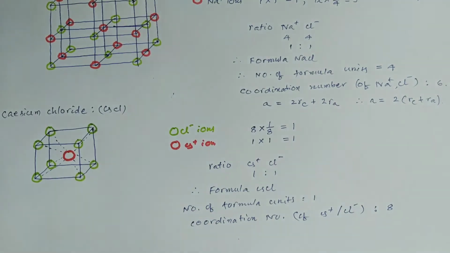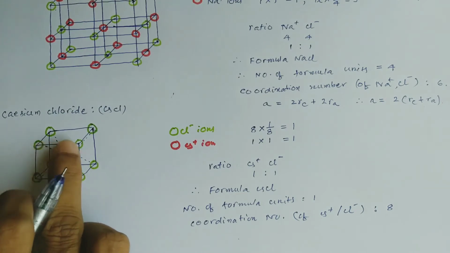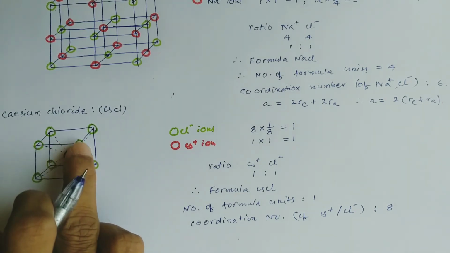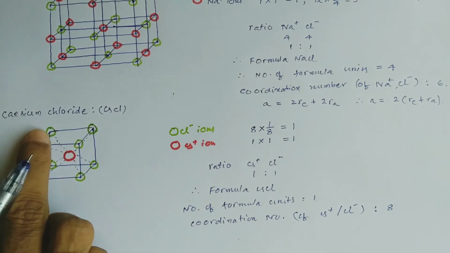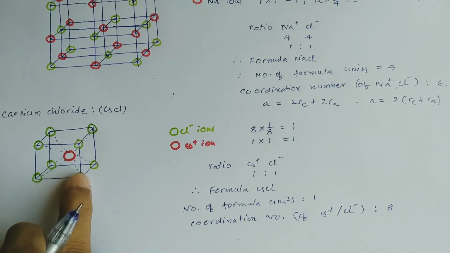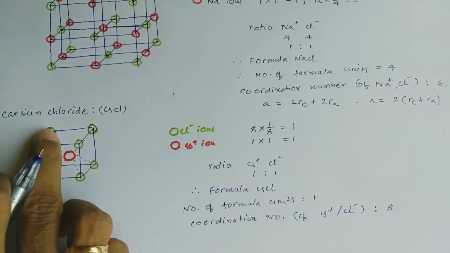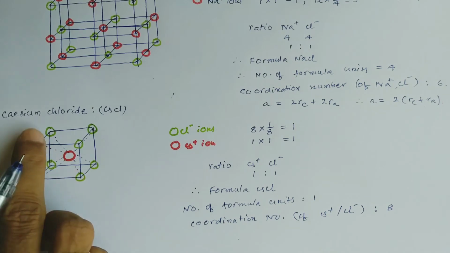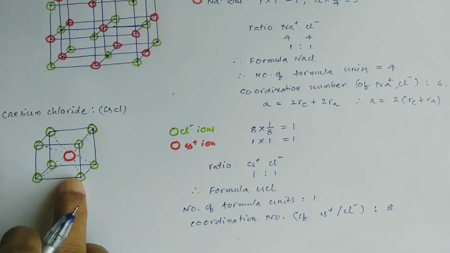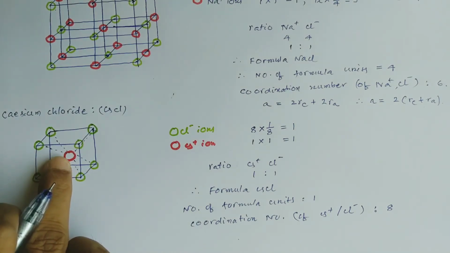Now what is the relation between edge length and the radius? Actually in body centered cubic, the ions present on the corners do not touch each other, right? Whereas the ions which are present in the body diagonal, if you take this, this is equal to one body diagonal. This is one body diagonal, this is another body diagonal. So in one body diagonal there are two ions of chloride and one ion of cesium, right?